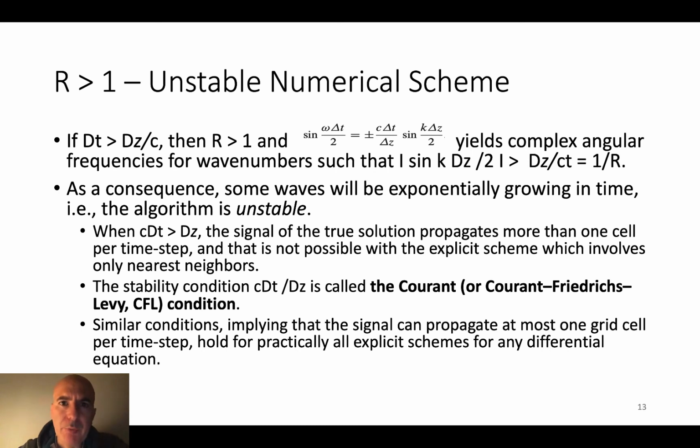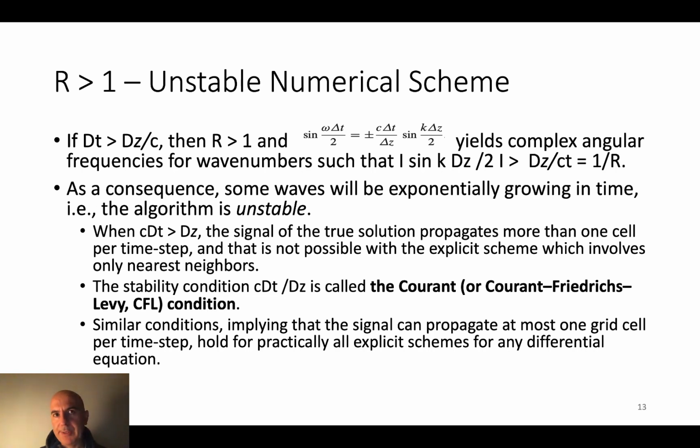So what happens when r is greater than 1? Then our original numerical dispersion relation yields a complex angular frequency for wave numbers such that this expression is greater than 1 over r. As a consequence, some waves will exponentially grow in time, and the algorithm is unstable. When c multiplied by delta t is greater than the grid spacing, the signal of the true solution propagates more than one cell per time step.